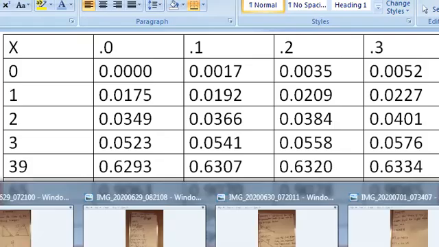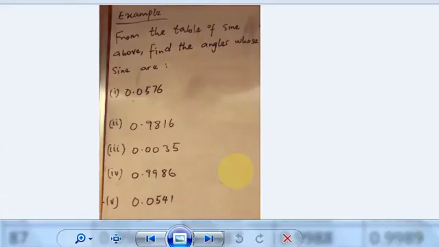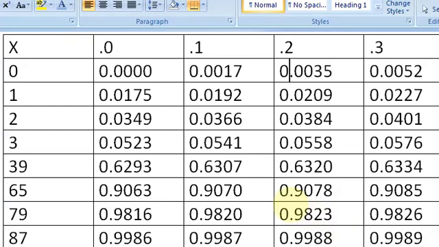Let's also talk about the next one, which is number 3. In number 3, we have 0.0035. We have to find the angle that has this value of 0.0035. So let's go back into our table. 0.0035 is what we need. So have we gotten there? Okay, yes. This is the number here, 0.0035.